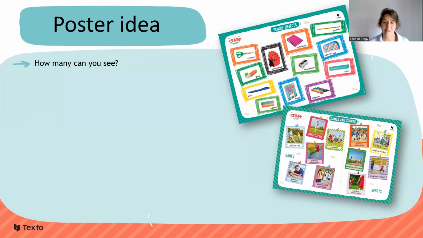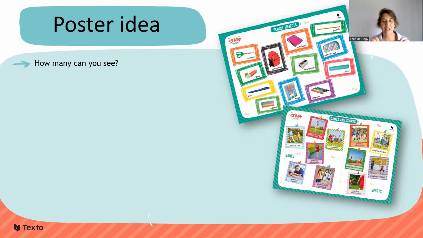doing things like asking the children, how many can you see? So how many green things, if we look at the school objects poster, for example, how many green things can you see? Take a minute to think. Hopefully you've said at least two, right? The ruler and the scissors.